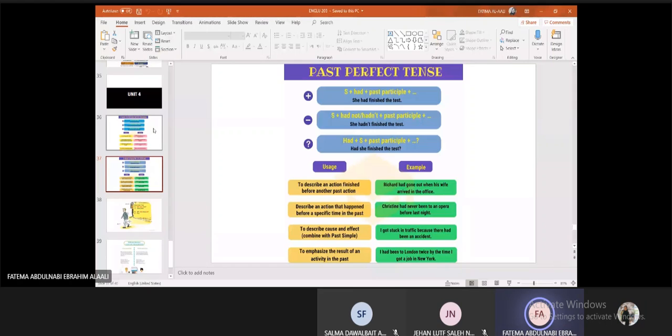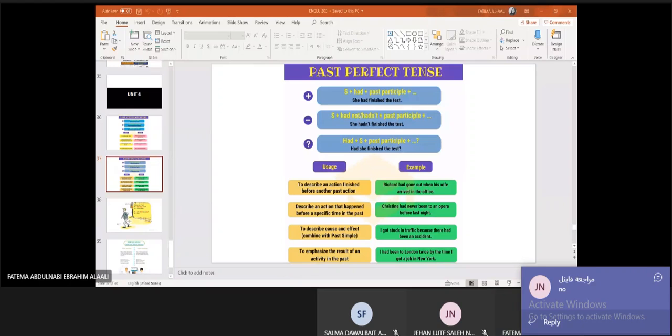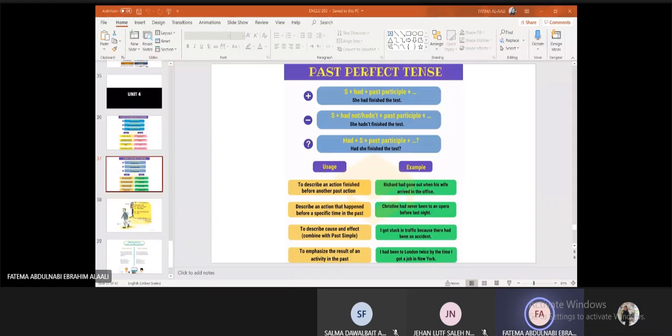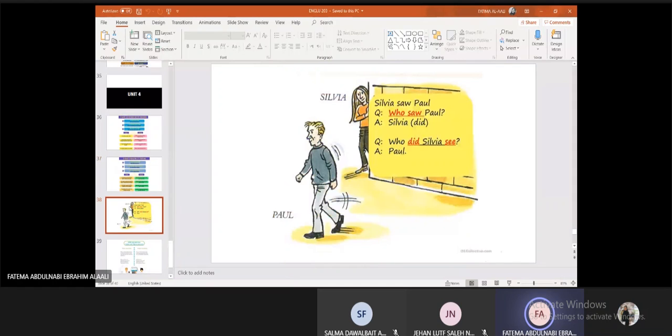So we took past continuous and the past perfect tense. Is there any question about these two rules, the past continuous and the past perfect simple? No. Okay. Then we'll move into next rule.